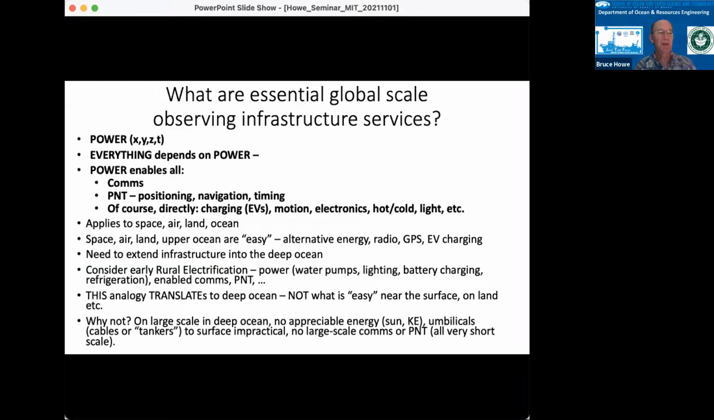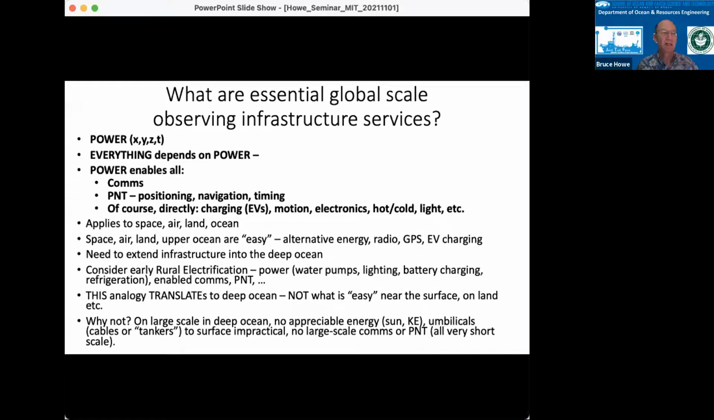So again, what are the essential global scale observing infrastructure services we need? Again, power, and it's really considering the entire power as a function of X, Y, Z, and time. So you can consider an AUV as being a source of power, but its X, Y, Z is changing with time and so on, but it can provide power not only to itself, but to other things as well. So that's the idea there. And then cables, obviously, are fixed in space and mostly in time. But again, power enables communication and PNT.